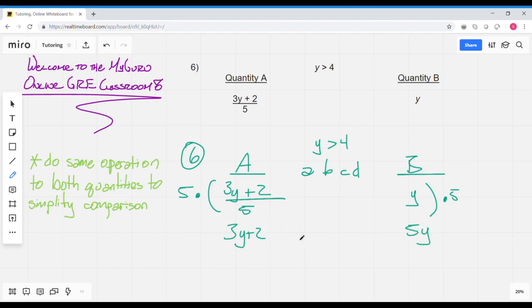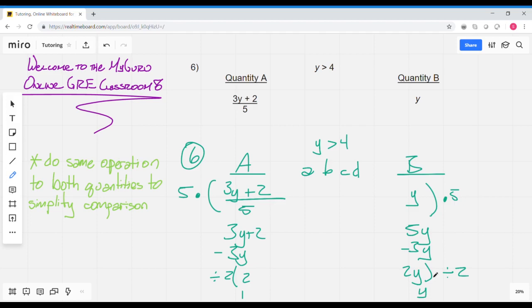And then we can even continue by subtracting 3y from each side of the quantities. So then we've got quantity A is 2, and 2y is going to be on quantity B. And then if we even further divide this, we can see that quantity A, when we divide by 2 on each side, is just going to be 1. And then quantity B is just going to be y.